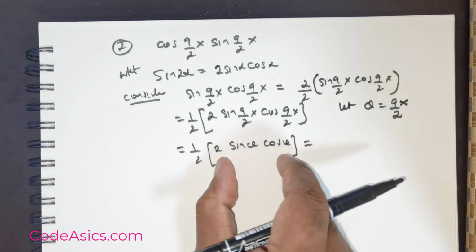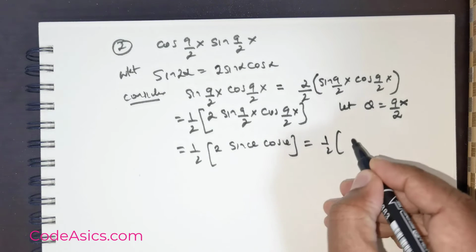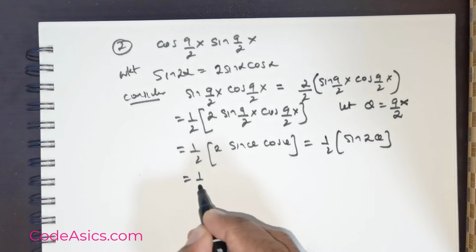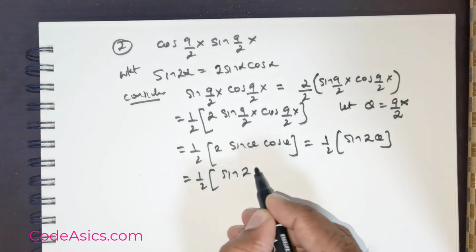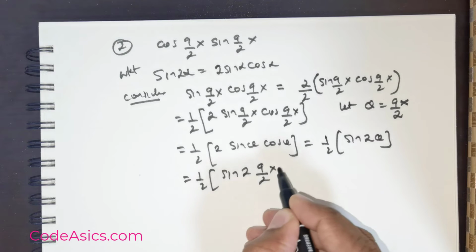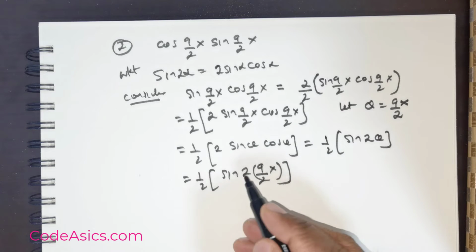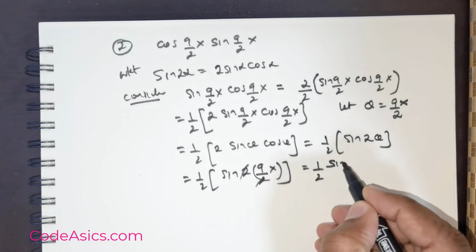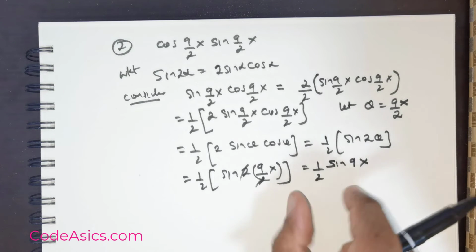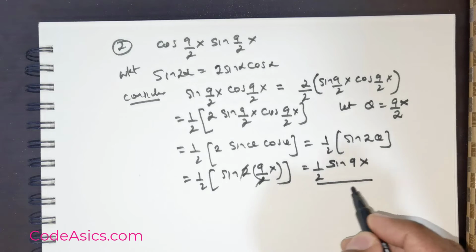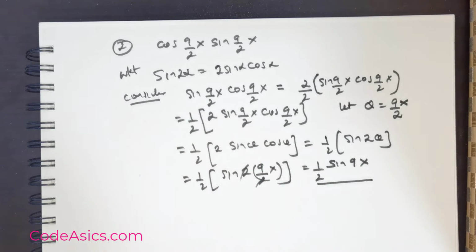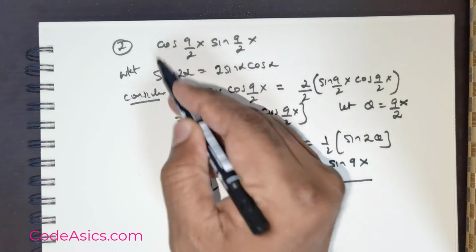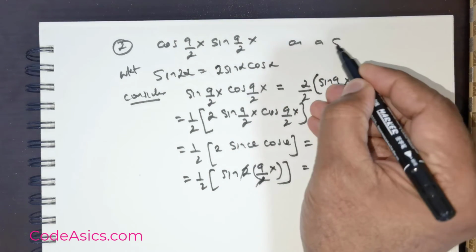But what is 2 times sine theta cos theta? That's going to be sine 2 theta. But what is theta? My theta is 9 over 2 times x. So the 2 can be cancelled, and this is going to be 1 over 2 times sine 9x. This is the solution to this question. Actually, what they're asking is that they want us to write this particular term as a single term.